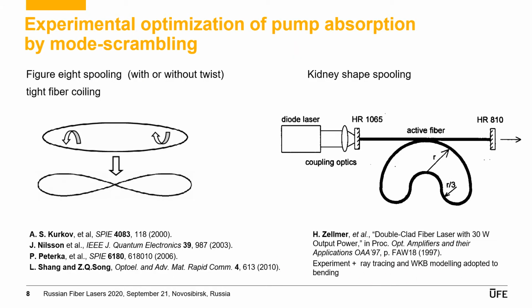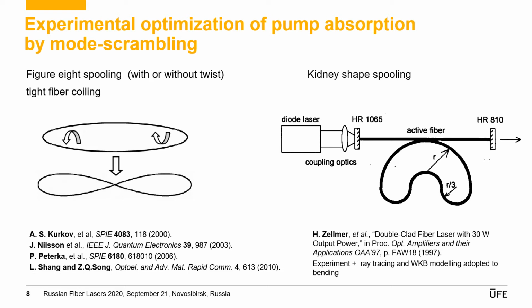Bending and twisting was used in experimental optimization of pump absorption by mode-scrambling. Typically, mode-scrambling was achieved by figure-8 spooling with or without twist. So here is a picture of the twisted figure-8 layout. A very ingenious method is changing the convex and concave spooling in the so-called kidney-shaped spooling.